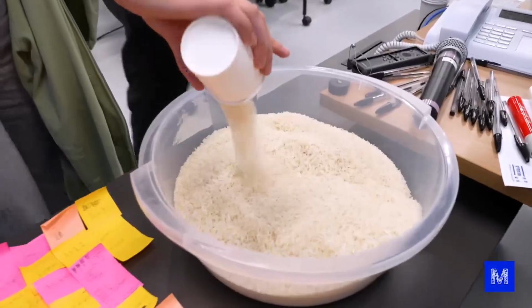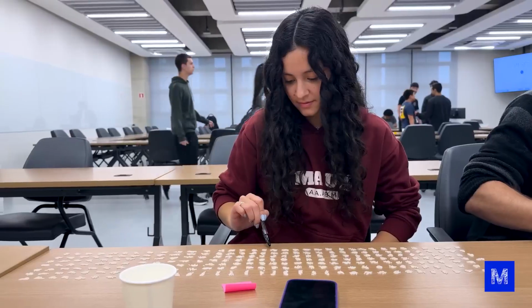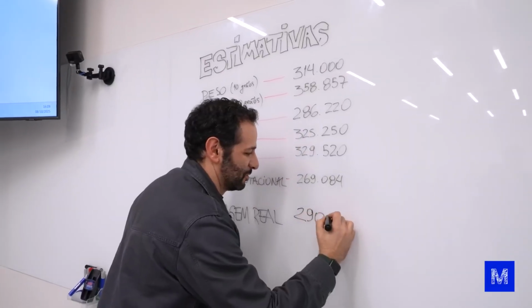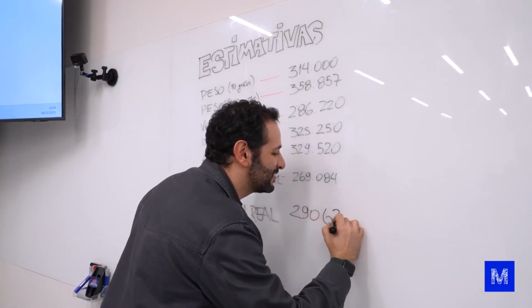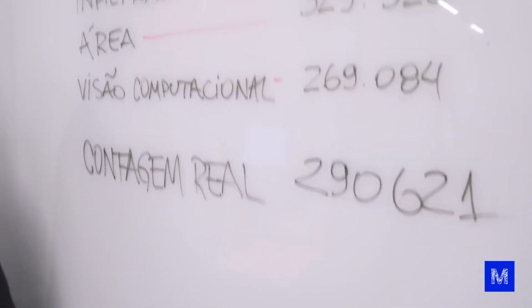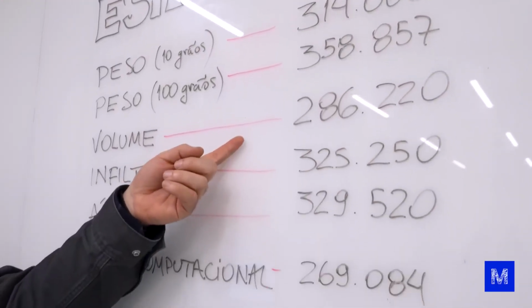And look, we're almost done counting here, okay? We're at 255,000 grains of rice. Is this the last one? It's the last one and the biggest. Last one. Yeah. 290,621. 290,621. Wow.